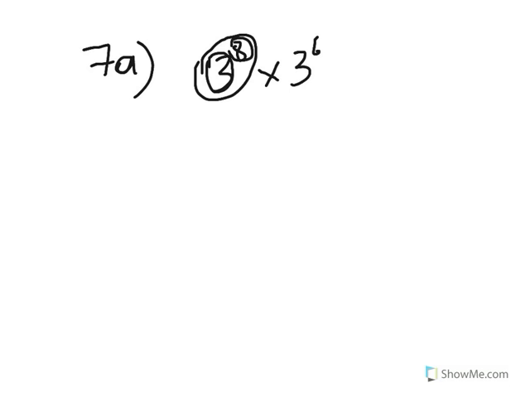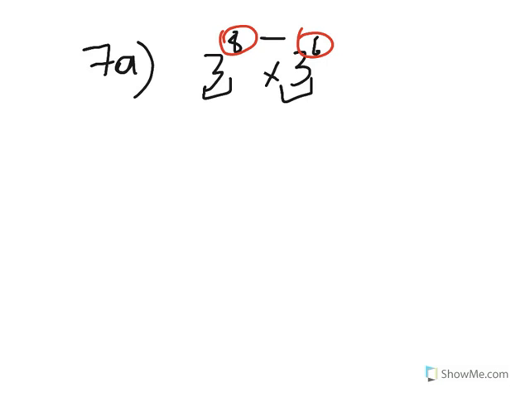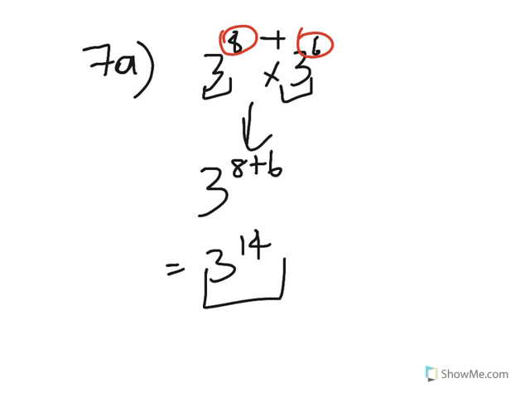When you have two exponents with the same base, meaning this number, and they're being multiplied together, all you have to do is add their powers together. So in this case, we have the same base and they're being multiplied, so all you have to do is add their powers. This becomes 3 to the power of 8 plus 6, which is equal to 3 to the power of 14. And in this way, you've written it as a power of 3.